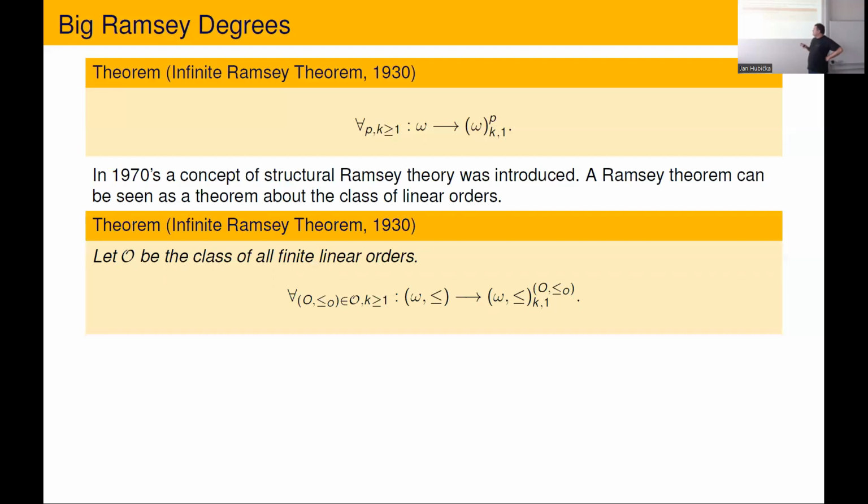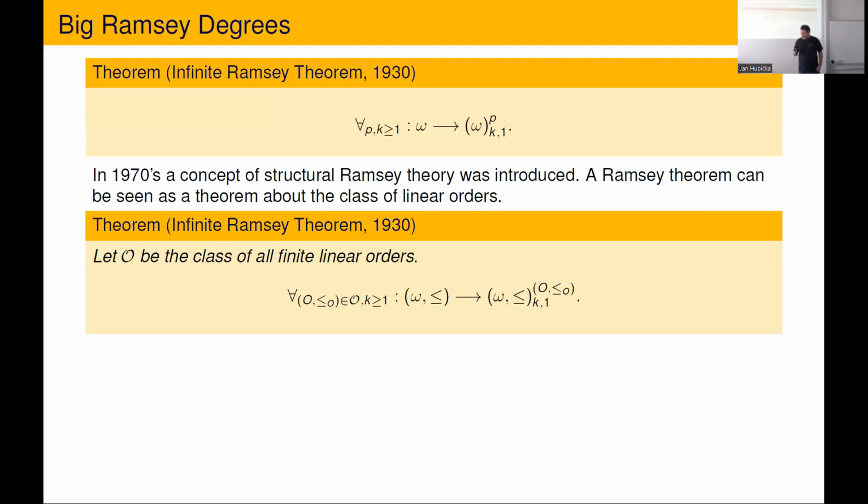You take the class of all finite linear orders, which are the objects which you might be coloring and which you are searching for. Then for every linear order in the class of all linear orders, and every k, which is still the number of colors, if I'm coloring the order of omega, which is the usual order of the integers, then I'm able to find a copy of the order of omega which has only one color. So it's exactly the same statement, except that I'm speaking about structures.